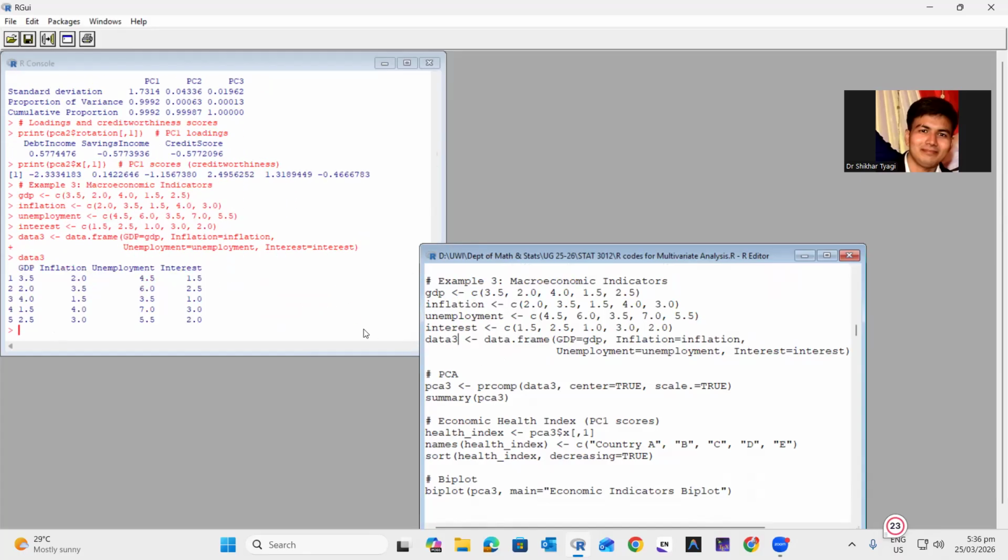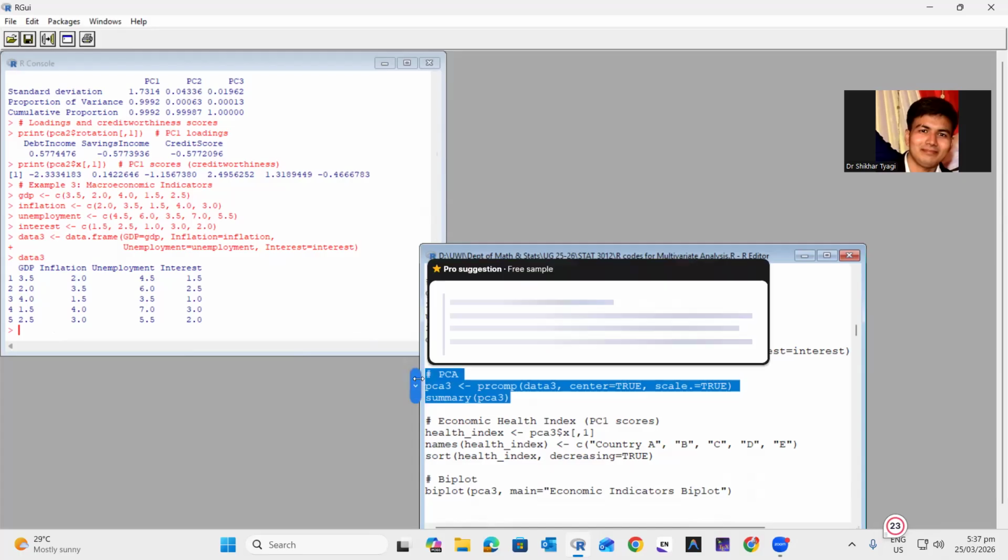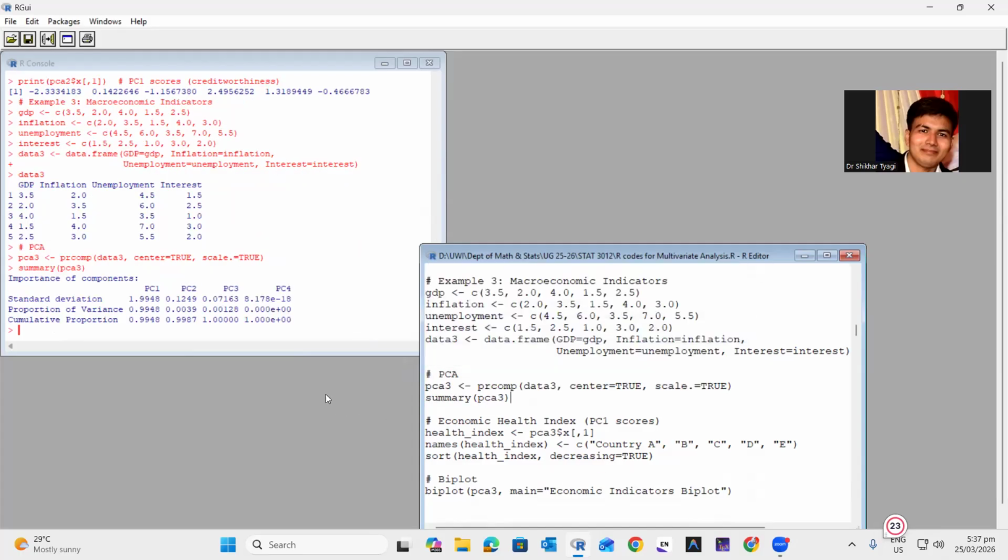This is our data frame right now. All right. And then we apply the principal component analysis here on data 3, and center we are going to take true, and scale dot again we are going to take true. I already told you what is the meaning of the center and scale. So we apply here and we check it with the code. So this is the variation of the principal component 1, 2, 3, and 4 here.